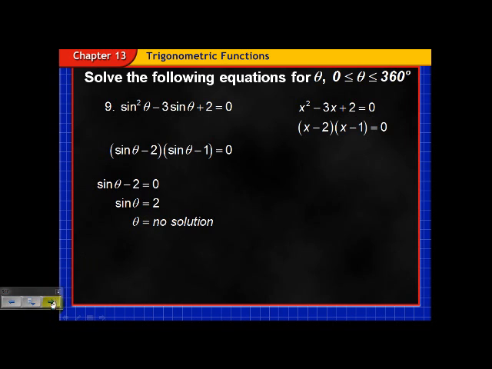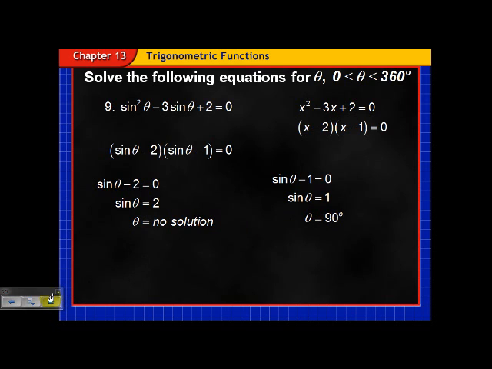Now the second part of this equation is sine theta minus 1 equals 0, which means sine of theta is equal to 1, which is telling me y is equal to 1. Now if y is equal to 1, that happens where theta is 90, and that becomes the only solution to my equation. So this one, even though it's a squared, only has one solution, 90 degrees.